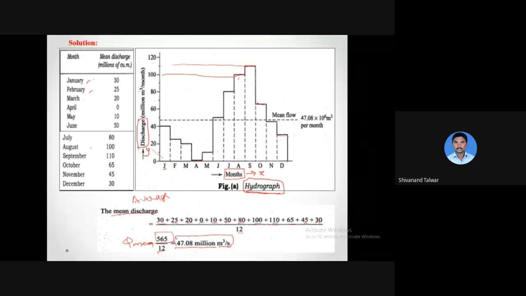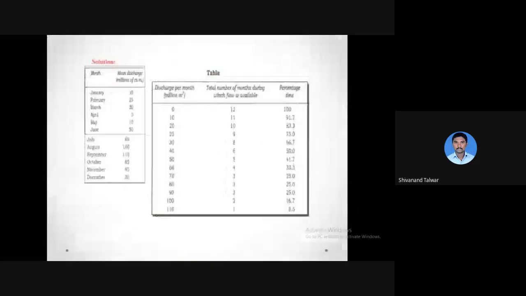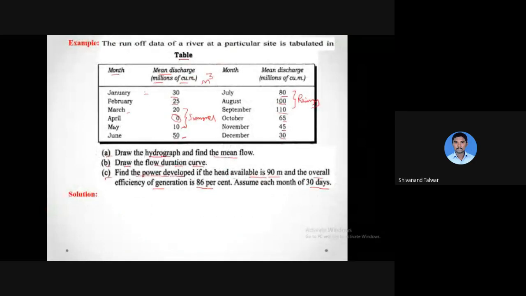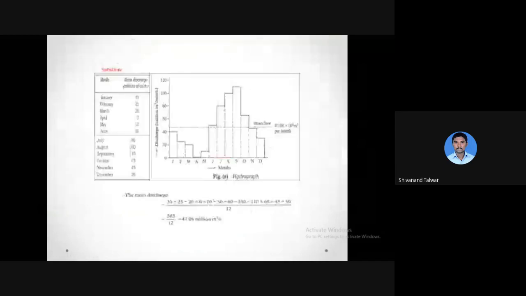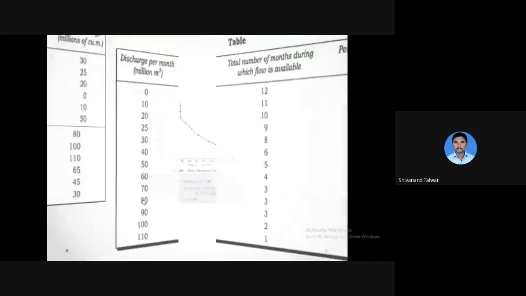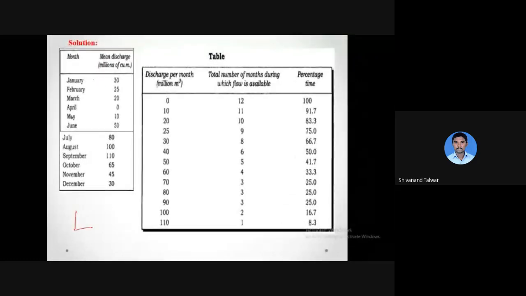So the first thing was to find the hydrograph, then the mean flow. These two we have solved. Second, we have to find the flow duration curve, which we were discussing a little earlier. Flow duration curve means what? It is the plot of discharge versus percentage of time.